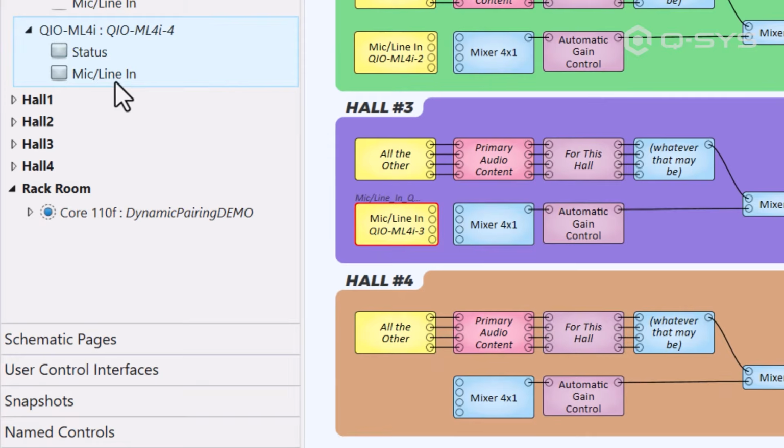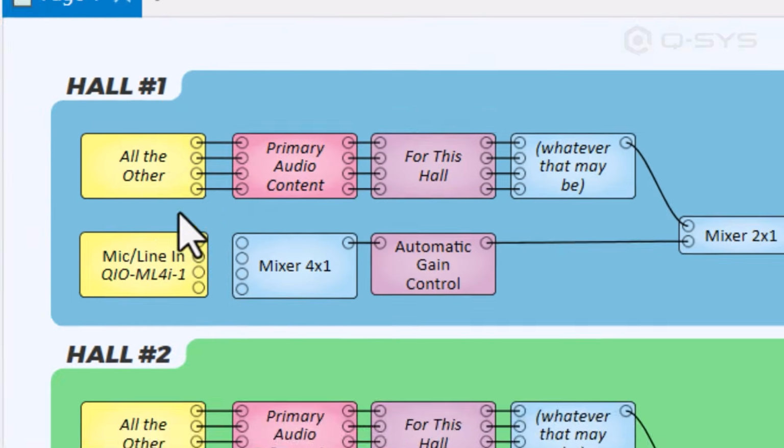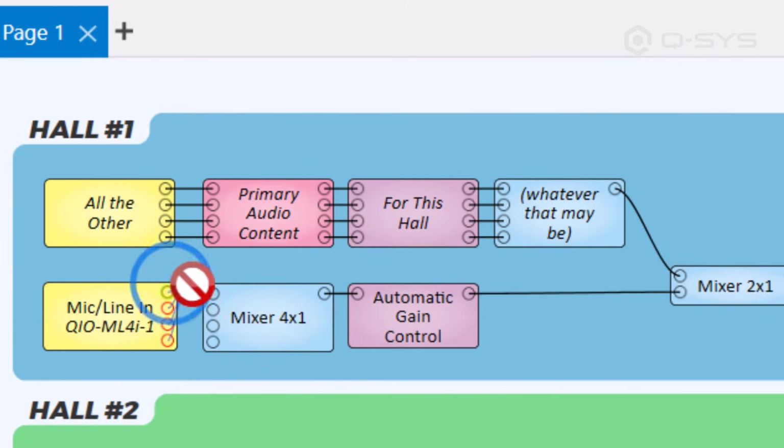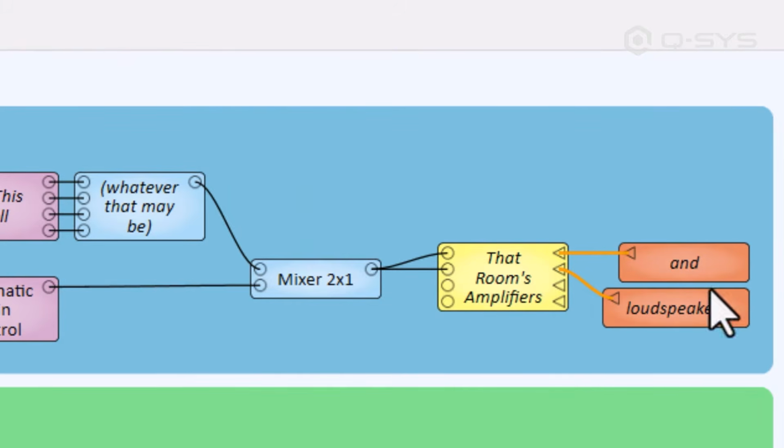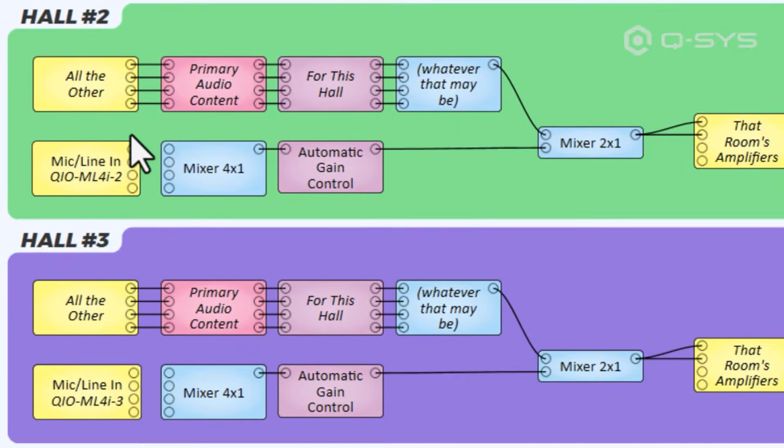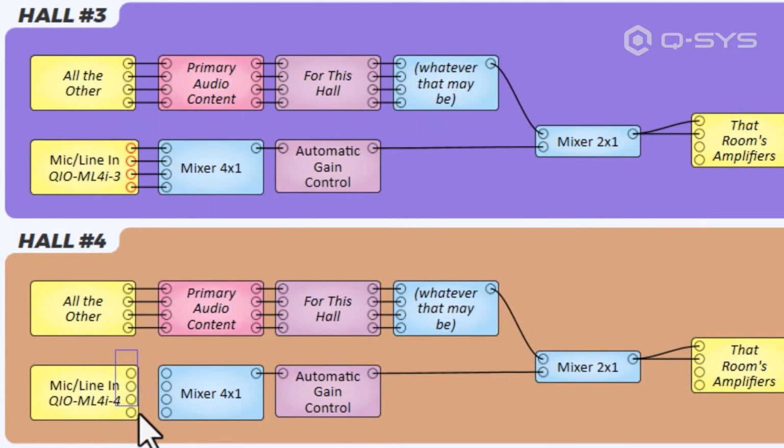So in each of these rooms, the QIO audio brings each of the audio sources together with a simple matrix mixer. I've added an automatic gain control to keep the bingo operator's levels in check, and then that gets mixed together with all the other primary audio content for this hall, whatever that may be, before it's sent to that room's amplifiers and loudspeakers. Again, we've added the audio path into each room with a separate QIO device, even though we know that at any given time, at least 3 of these won't even exist on the network.